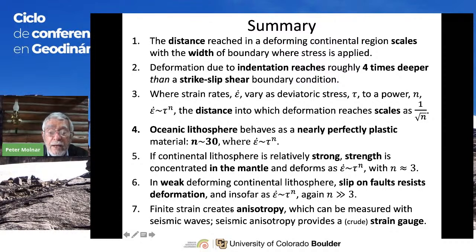And finally, finite strain creates anisotropy, which can be measured with seismic waves. And seismic anisotropy therefore provides a, albeit crude, strain gauge. And I hope I didn't go too fast, but I'm now finished, Hector, and I turn it back to you.